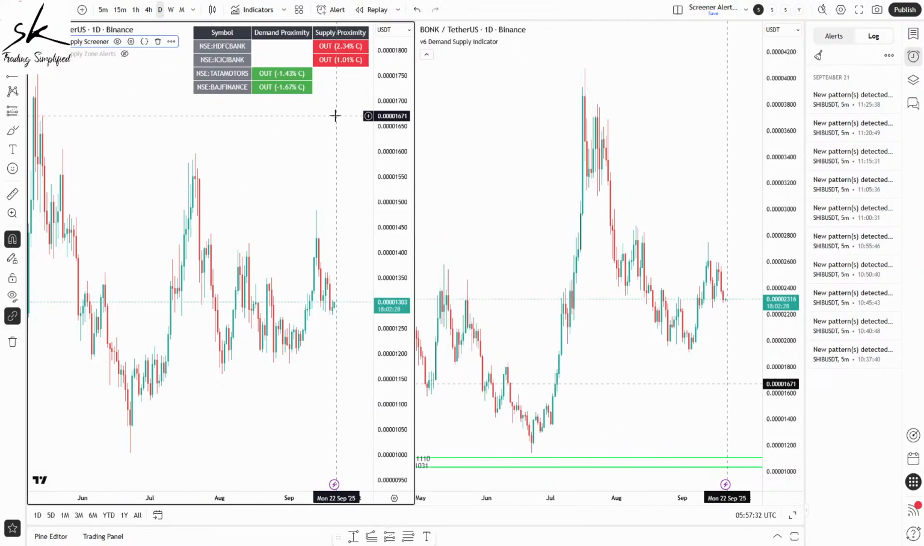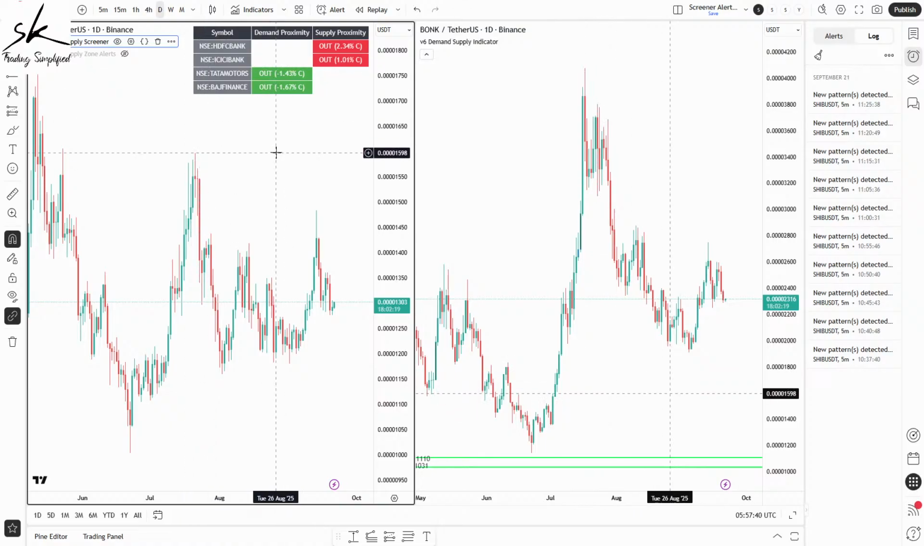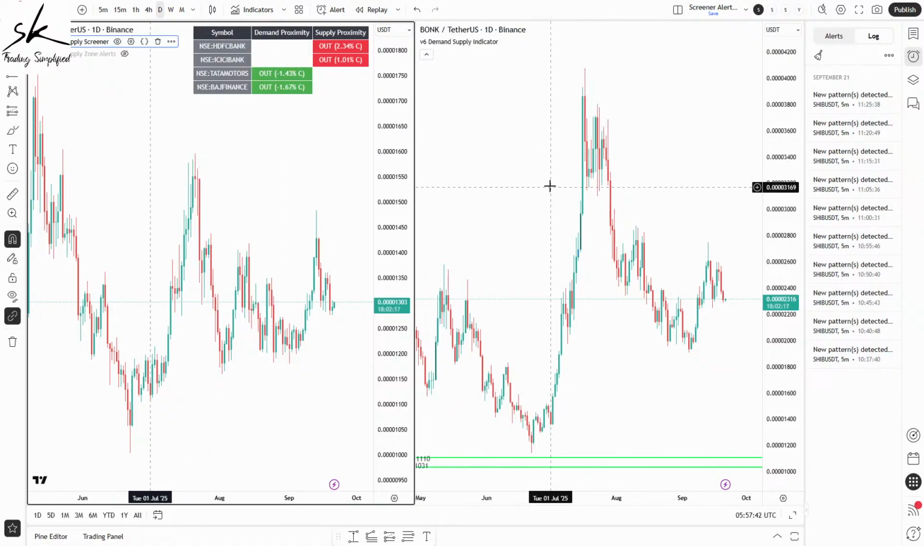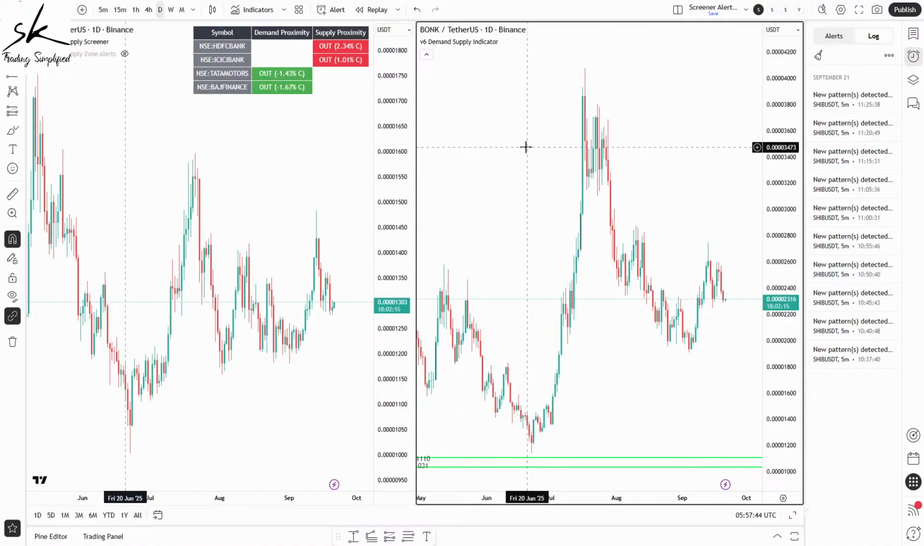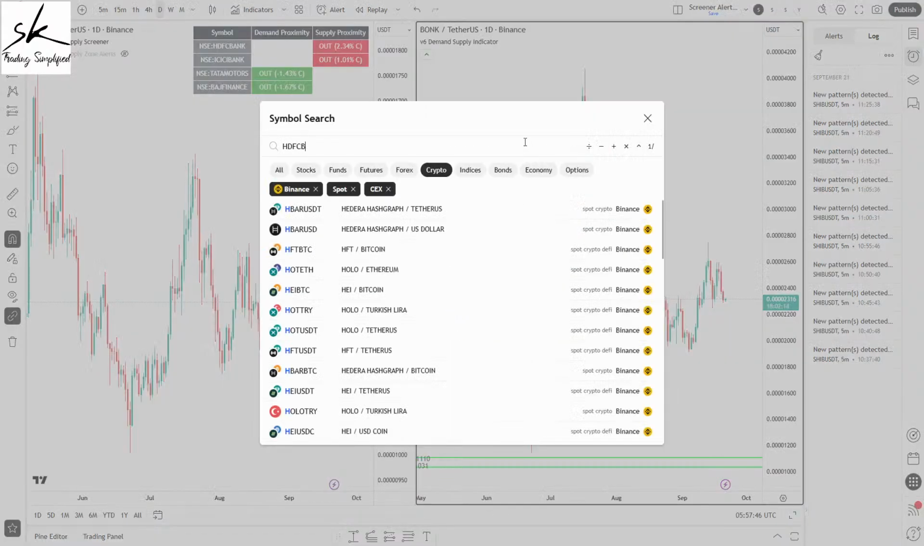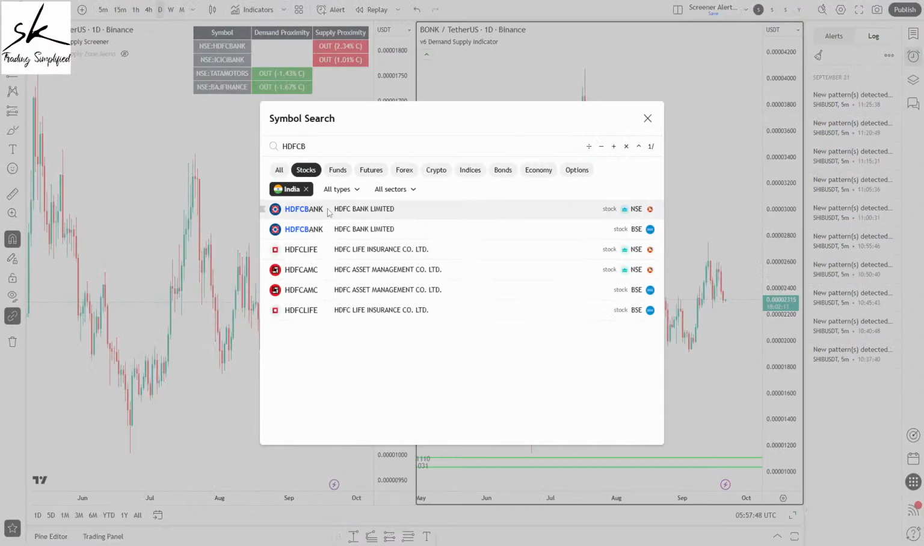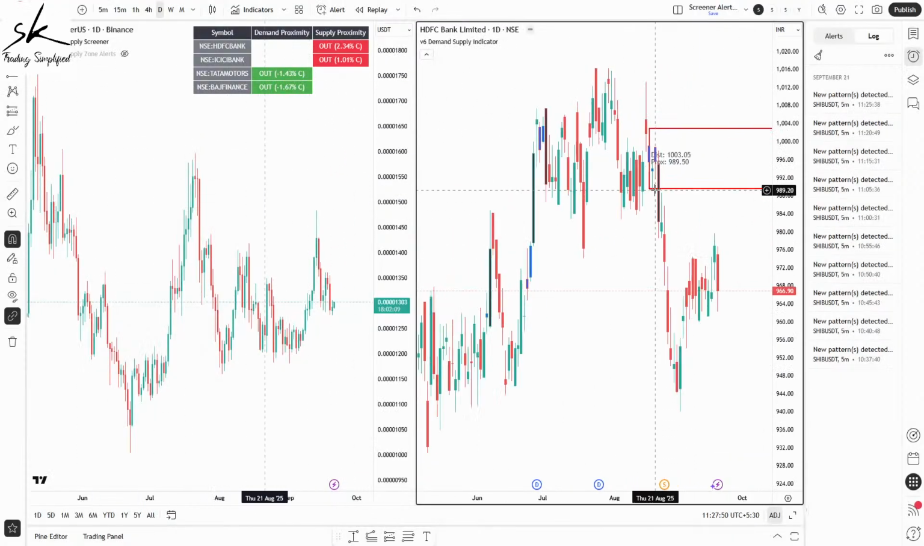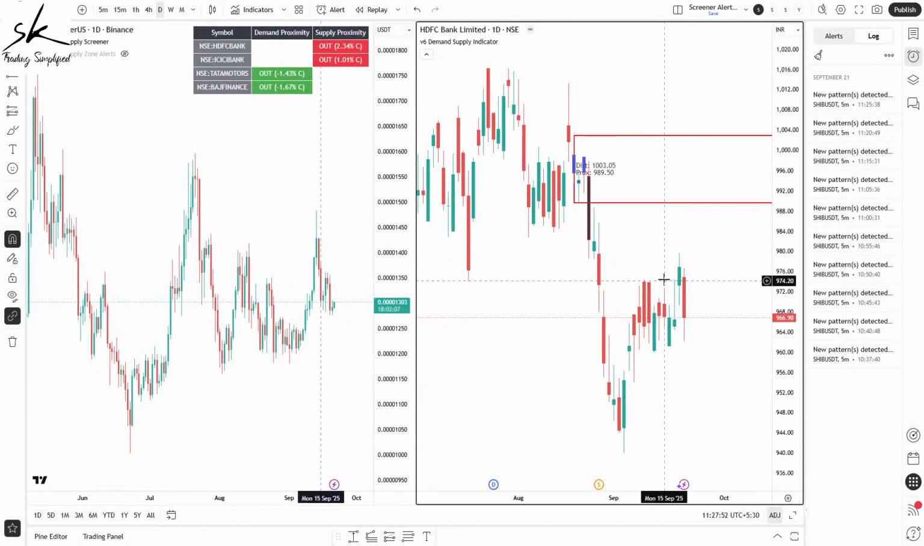So now you can see, even though I've given a list of 15 symbols, I know I don't have to look at the other 11 because they are not closer to demand or supply zones. These are the only 4 ones which are closer to demand and supply zones. So just as an example, if I go to HDFC Bank, you will see that it will be having proximity to supply, and you can see my current candle will be within 2% to a supply zone.